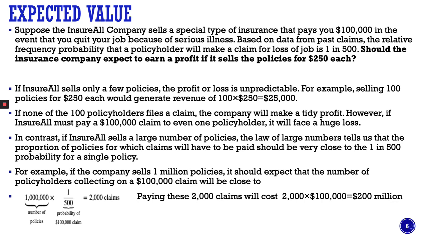of policies for which claims will have to be paid should be very close to the 1 in 500 probability for a single policy. So, for example, if the company sells 1 million policies, it should expect the number of policyholders collecting on a $100,000 claim to be close to the number of policies, 1 million, times 1 in 500, the probability of the $100,000 claim, which will be 2,000 claims. Paying these 2,000 claims will cost 2,000 times $100,000, which is $200 million.